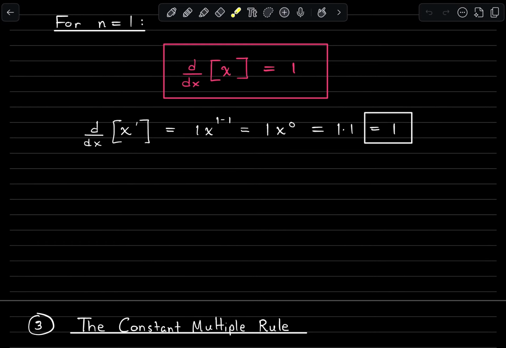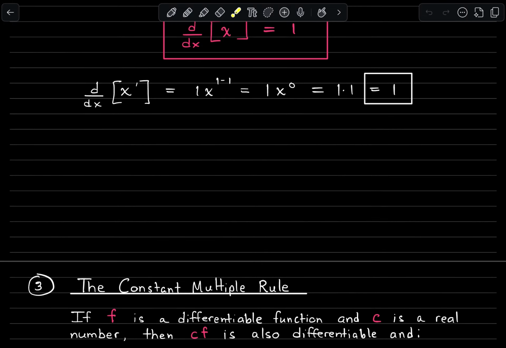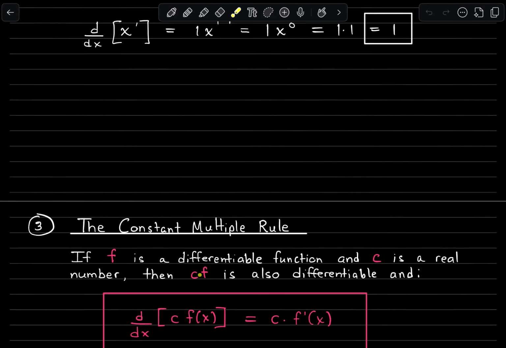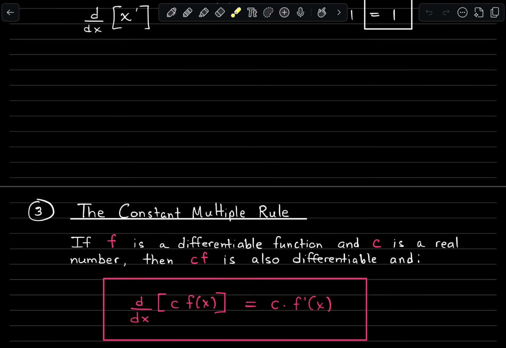Okay? That is the case, in fact, because of what's called the constant multiple rule. So if f is a differentiable function, and c is a real number, then c times f is also differentiable. And it follows the following rule. The derivative with respect to x of c times f of x is the same thing as c times the derivative of f of x. So you can just bring that c right out of there and just worry about taking the derivative of f, and then just multiply again by that c at the very end.